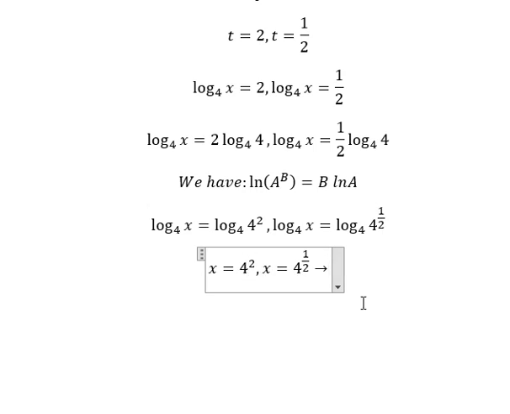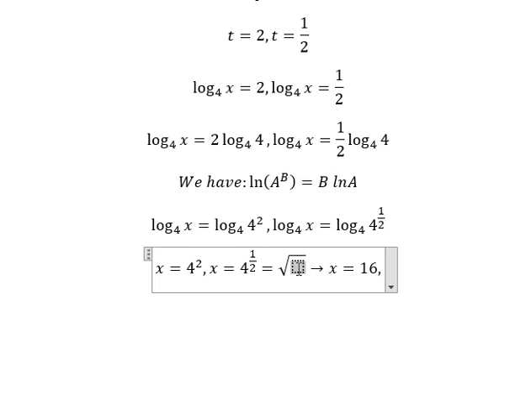4 to the power of 2, you have 16. 4 to the power of 1 over 2 equals the square root of number 4. The square root of number 4 is number 2.